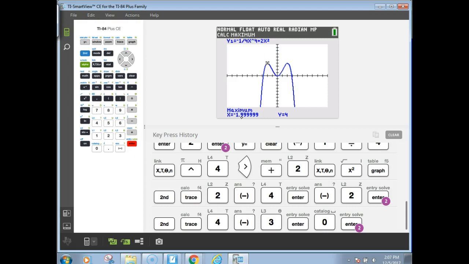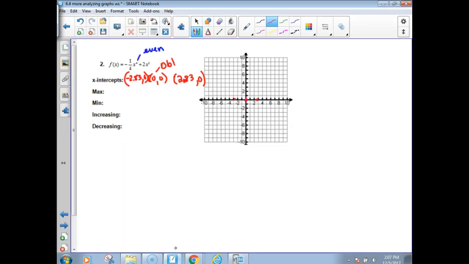Okay, and it's at -2.4. So I got a max at -2.4. I bet you there's a max at 2.4, isn't there? Would someone check? Yes, there is. Okay. And since I've done it before, I'm verifying for you that it is. Yes, ma'am.